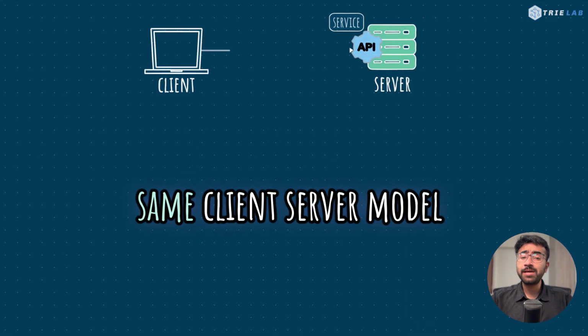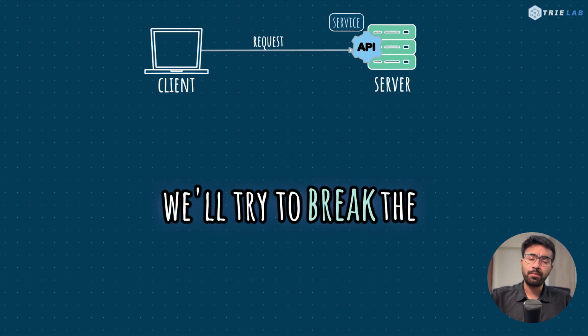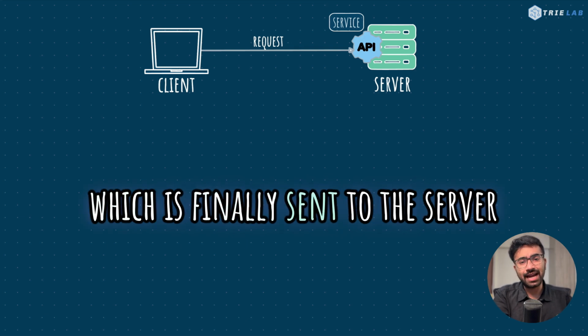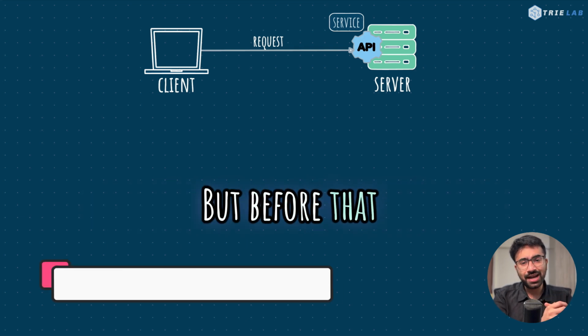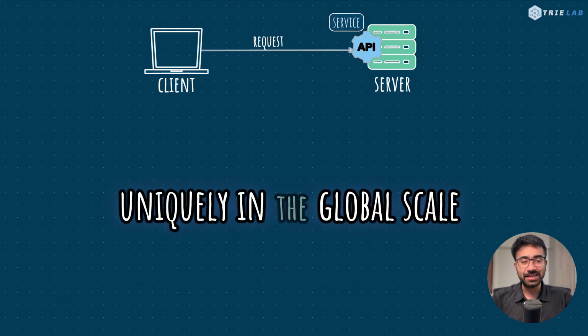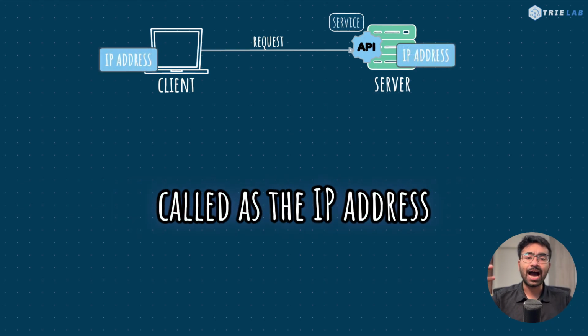Now we'll use the same client-server model that we have seen before, and what we'll do now is try to break the request down and form a data packet, which is finally sent to the server. But before that, we need to identify the client and the server uniquely in the global scale of the internet, for which we use something called the IP address.